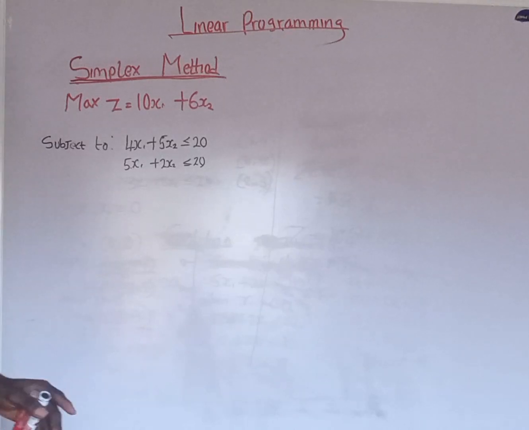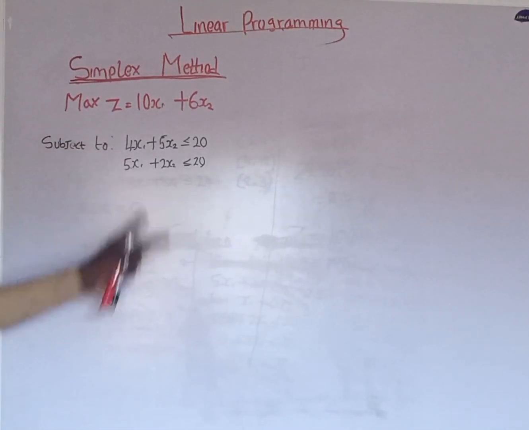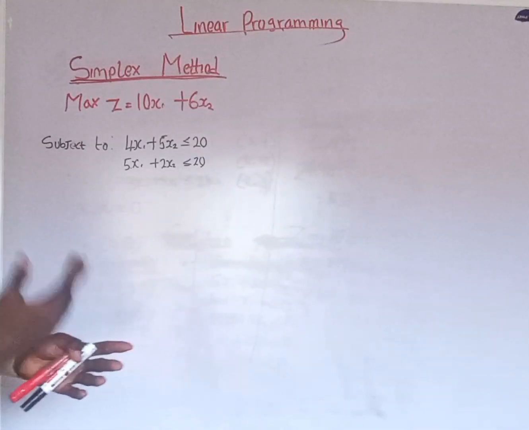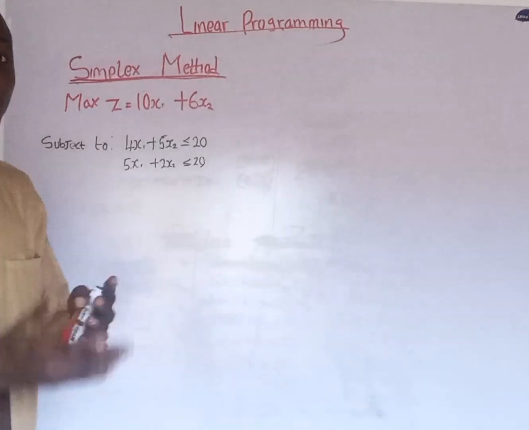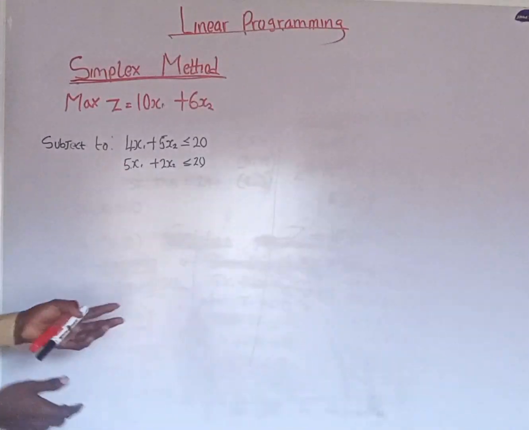If you want to proceed to solve this question, the first thing to do is to change this objective function and the constraints to standard form by introducing a slack variable. A slack variable is introduced to absorb those resources that are not used in the course of the production process. So that's what I'm going to be doing now.